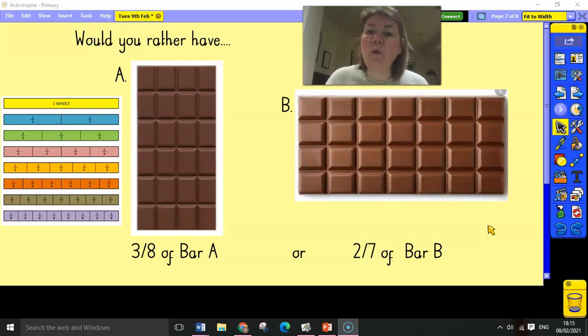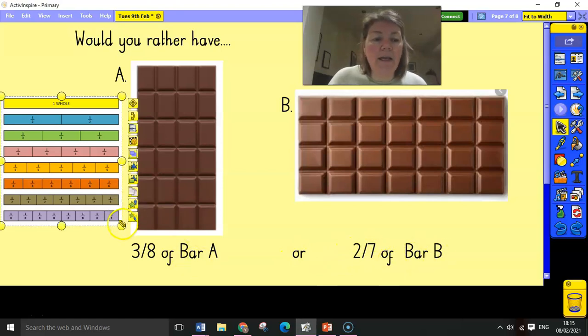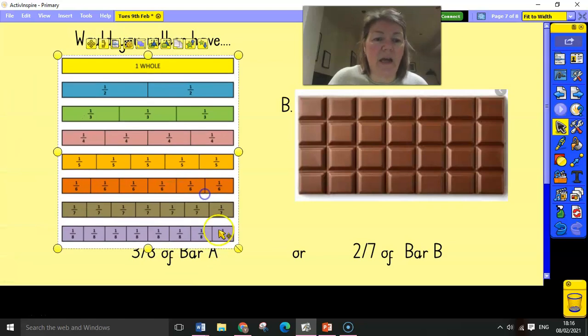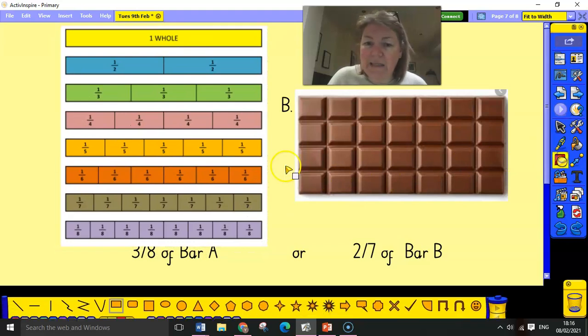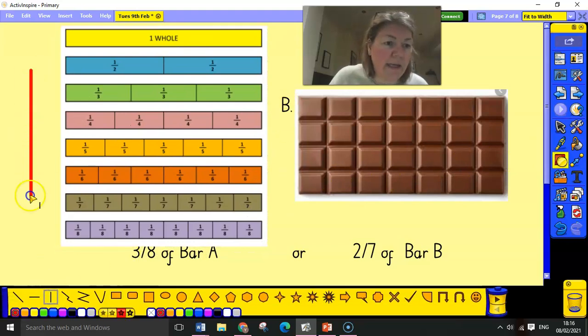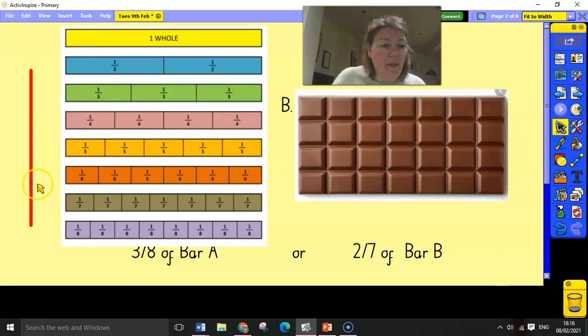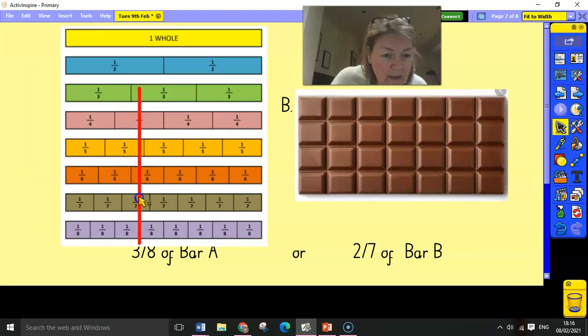But the question is a would you rather question. And you can see there's 2 nice big bars of chocolate here. So would you rather have 3/8 of bar A or 2/7 of bar B? Now, if I have a look at these fraction strips, let me put one of my ruler lines on here. I can see that 3/8 is a larger fraction than 2/7.